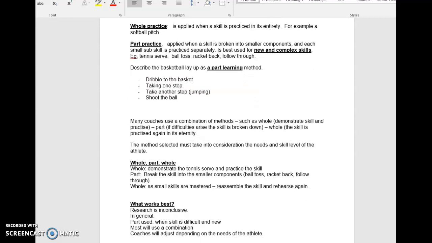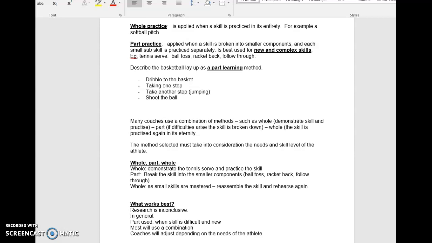Now, the question to ask yourself and to finalise this dash point is what actually works best for athletes, because the research is inconclusive. In general, it really does depend on that athlete in terms of their motivation and how they approach training. And it also really comes down to the skill. How difficult is the skill to learn? Does it need to be broken up and therefore part practice is used?